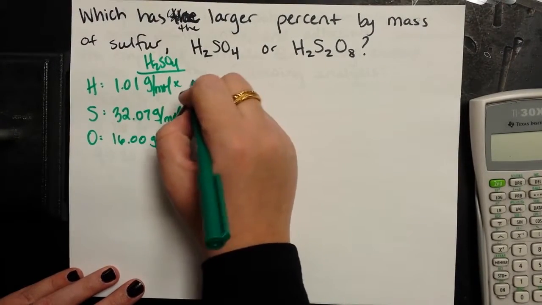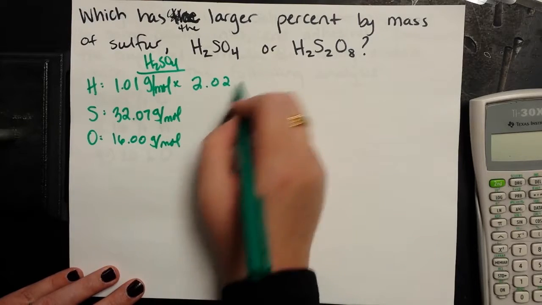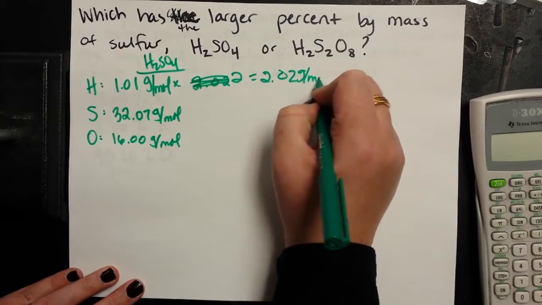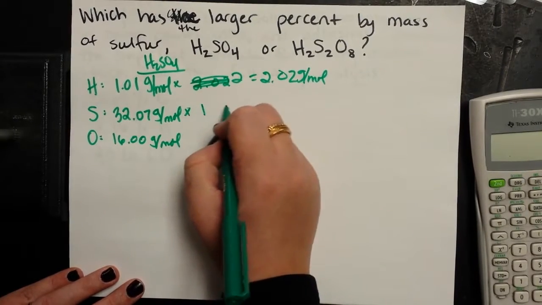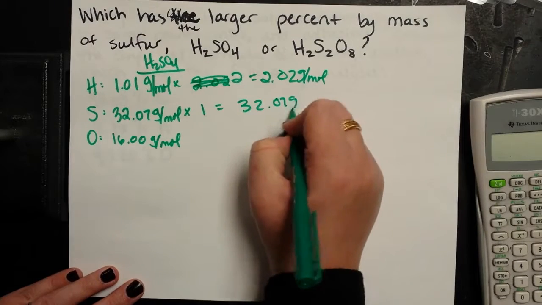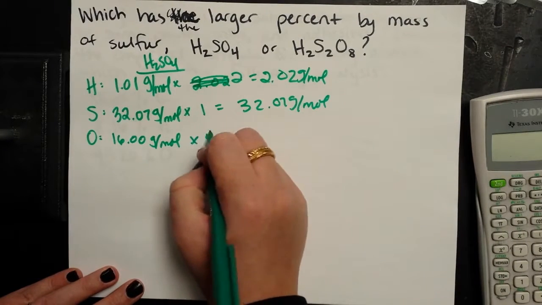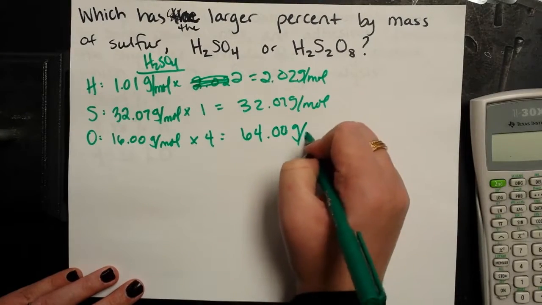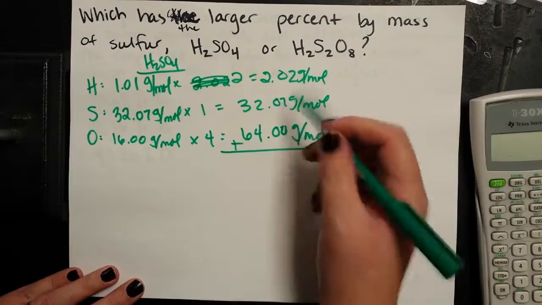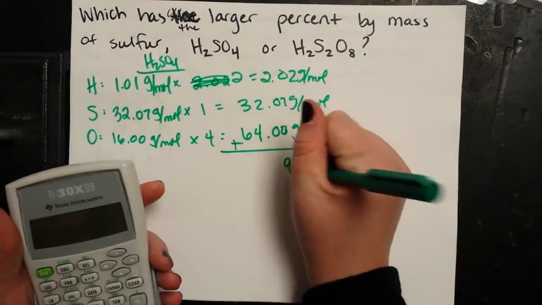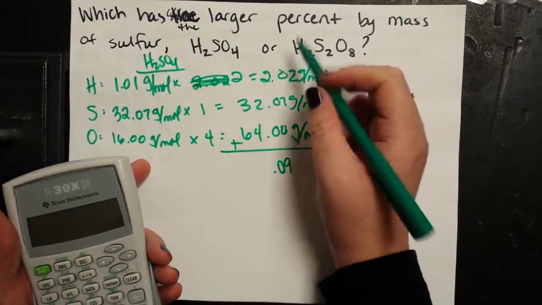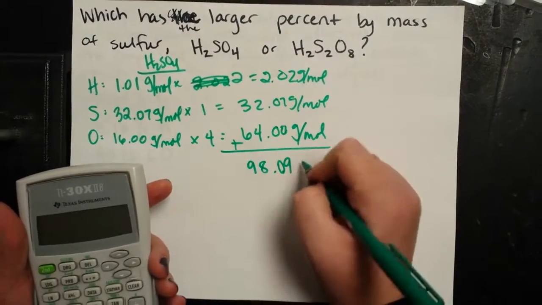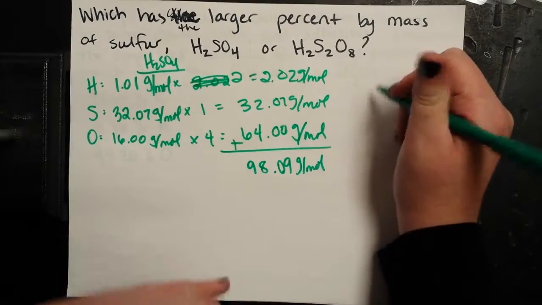I've got 2 hydrogens, times 2 is 2.02. There's 1 sulfur. And I've got 4 oxygens. If I add that up, my molar mass is going to be, I didn't line things up, so that's 98.09 grams per mole of H2SO4.